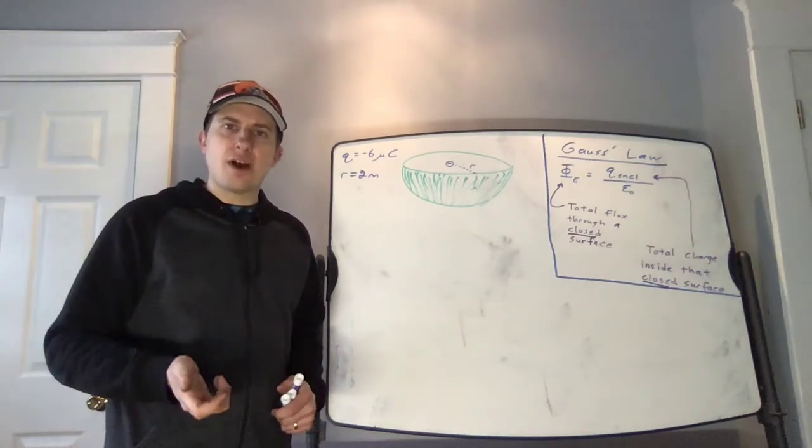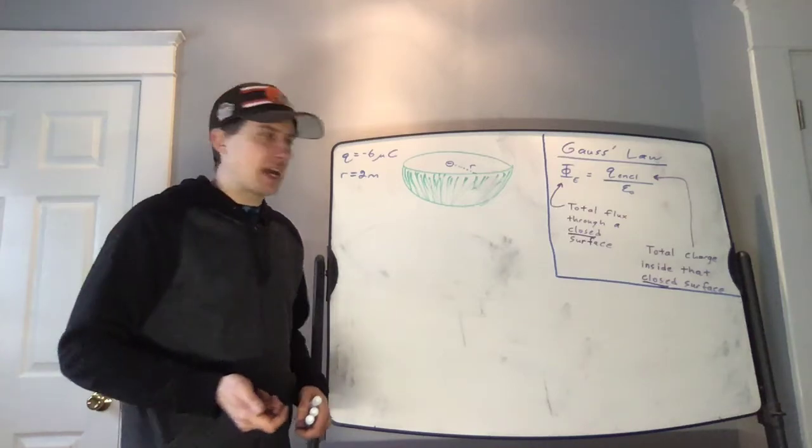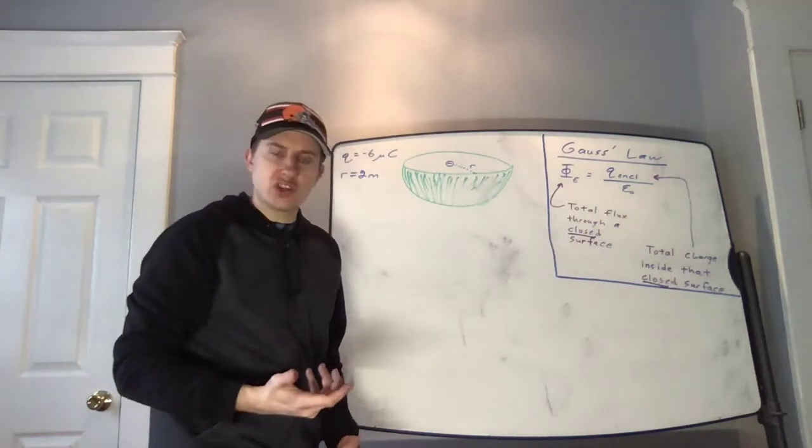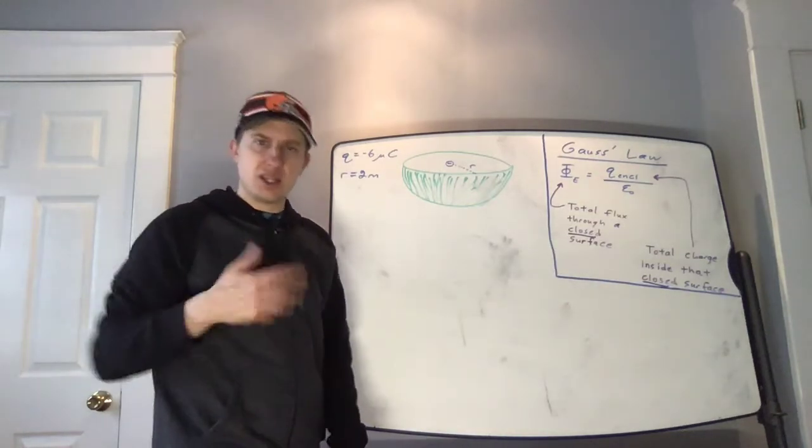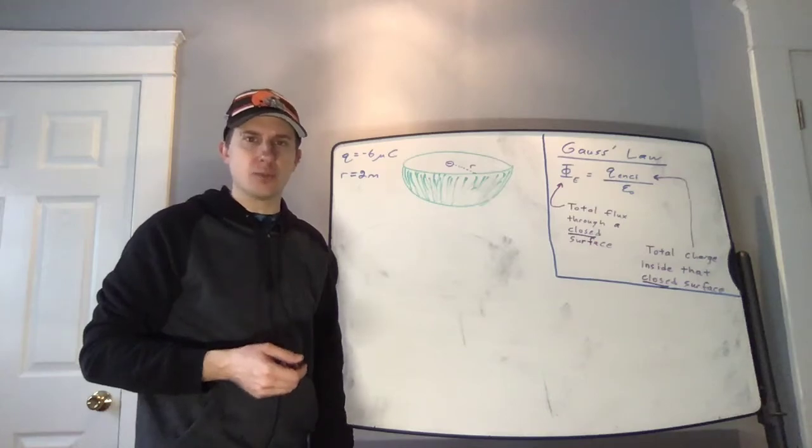Gauss's law is a profound idea from physics, and it tells us that the total flux through a closed surface is equal to the total charge inside that closed surface divided by an appropriate constant of nature.